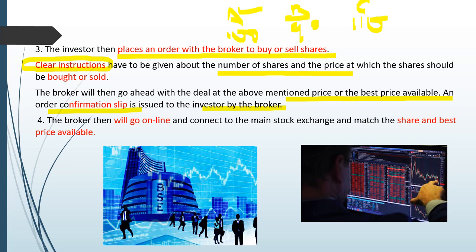So he gives you proper information about it in the confirmation slip. So what happens? Then he would go online and he would connect with the stock exchange and match the shares with the best price available. So this is what he does. He finds out all these.